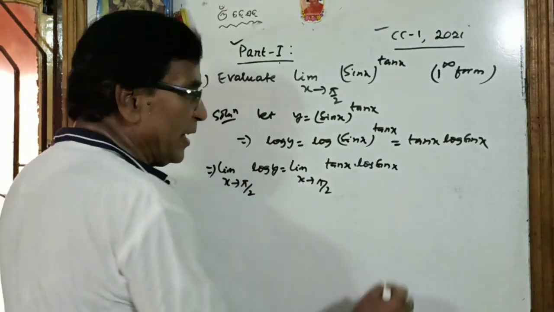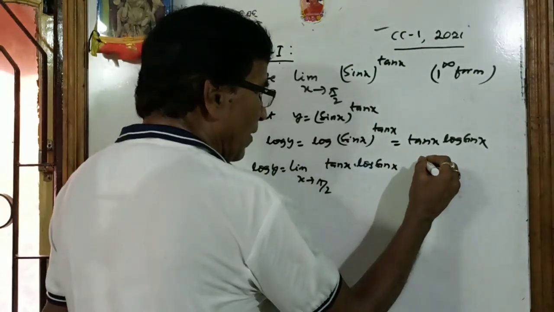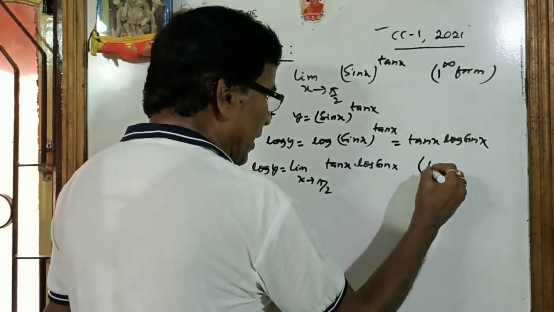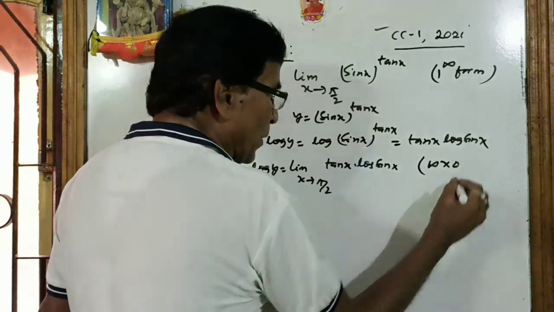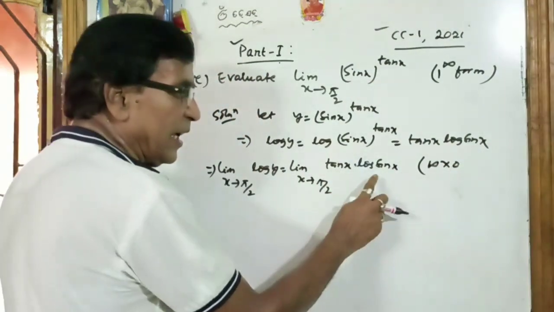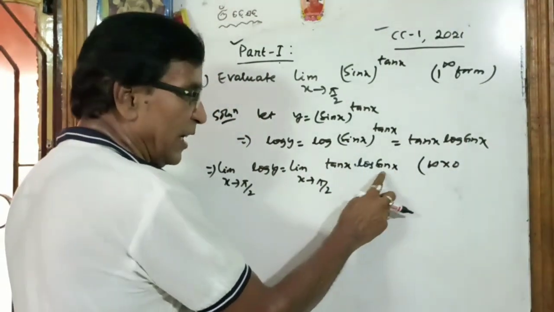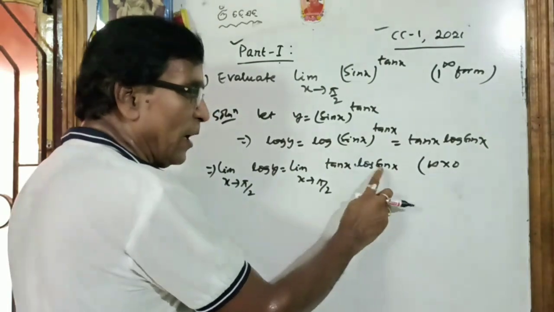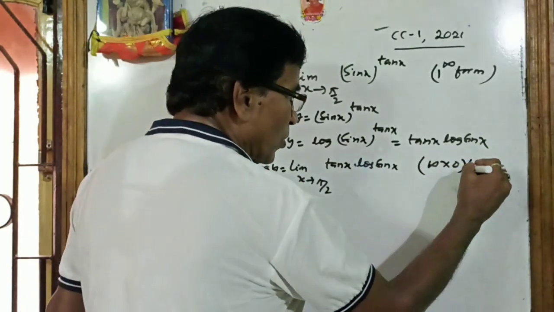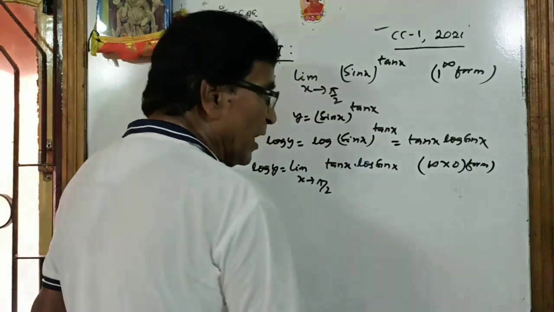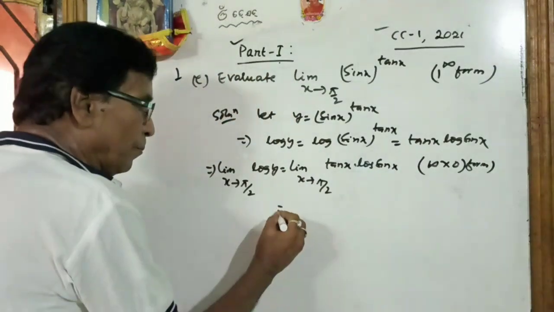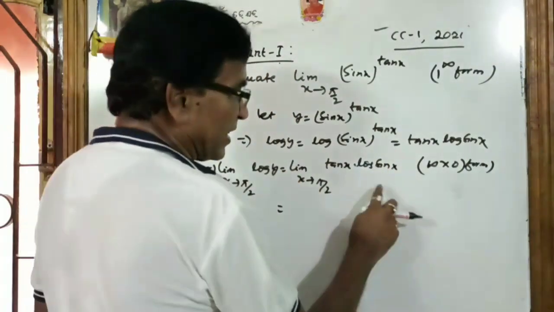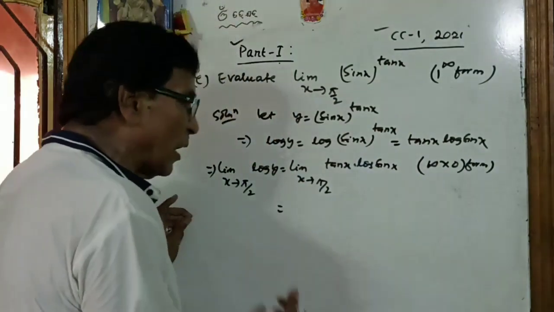So this limit is of the form infinity into 0, because tan 90 is infinity and log of sin x, when x is equal to pi by 2, is log of sin pi by 2, which is log 1, equal to 0. So it is of the form infinity into 0. Now we have to express this as 0 by 0 form. So how can we express?